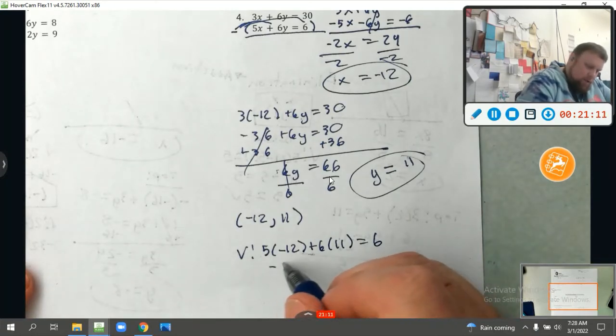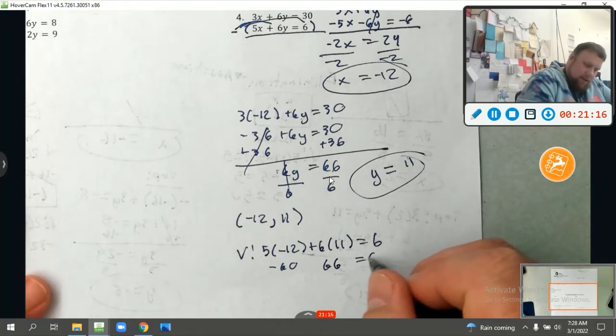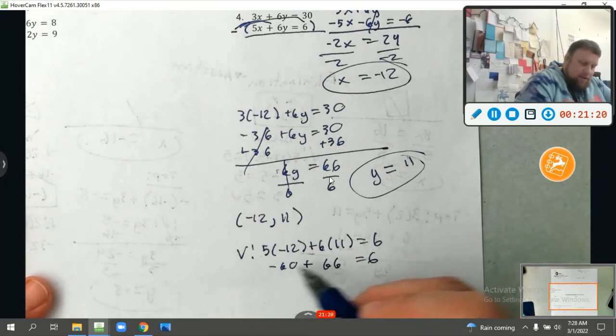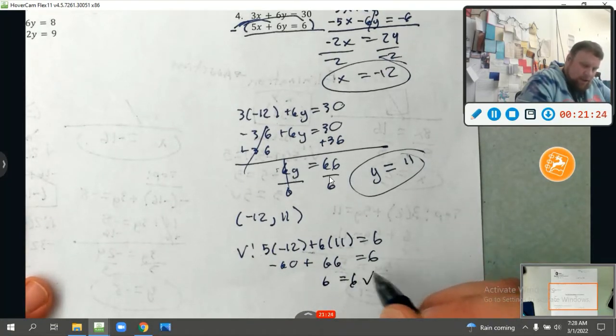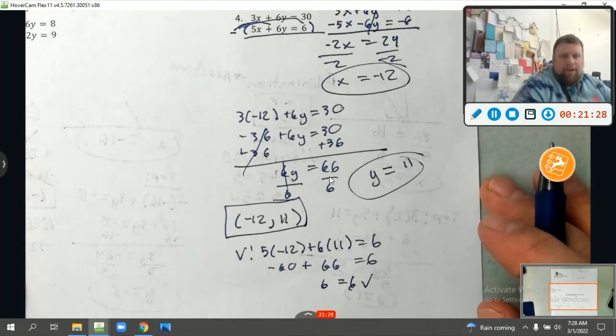5 times negative 12 is negative 60. 6 times 11 is 66 equals 6. And those should be added, by the way. Negative 60 plus 66 is 6, so I get 6 equals 6. Check. This is indeed my ordered pair. Awesome.